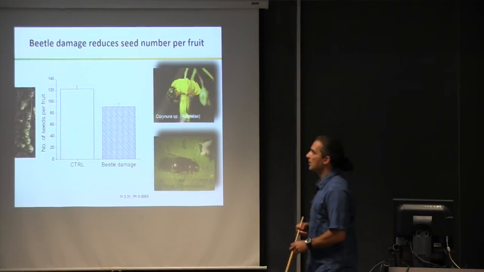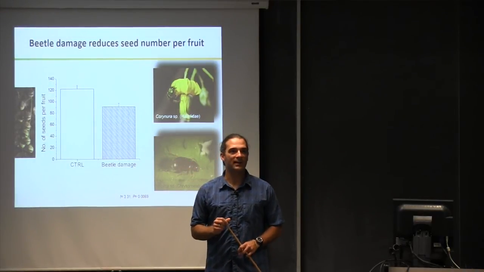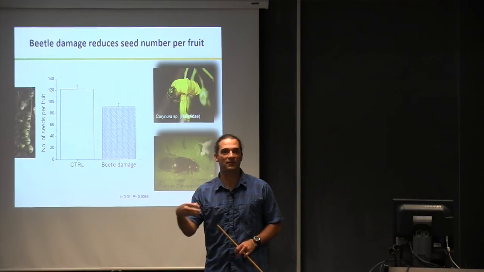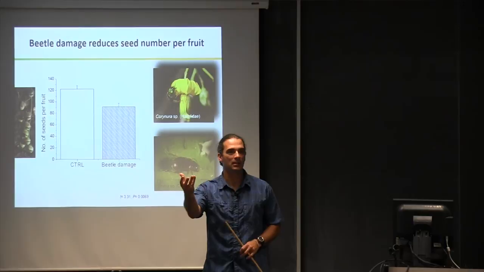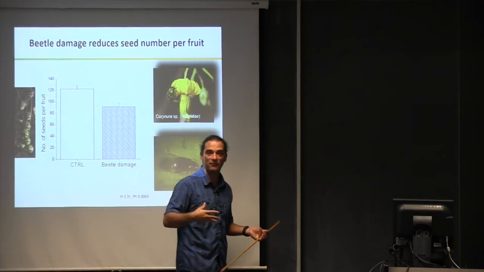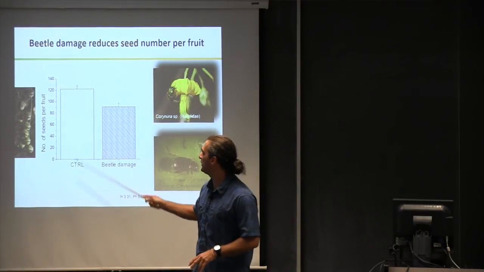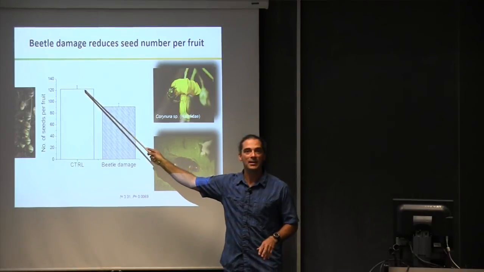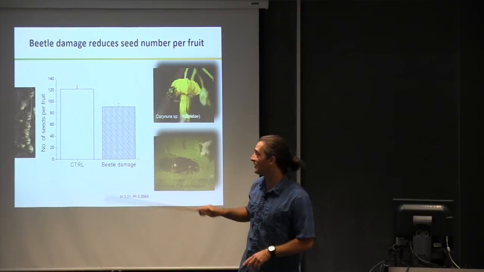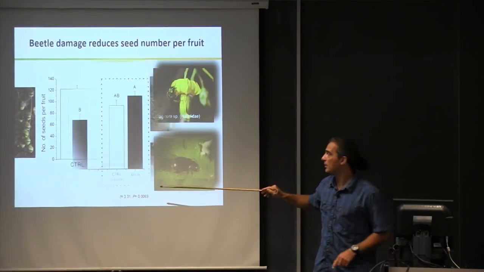Now, you could still argue that maybe this reduction is simply due to the fact that leaf tissue is removed, and therefore there are fewer resources available to put into seeds, so it has nothing to do with pollinator attraction. Maybe the plants would still produce the same number of seeds even though fewer pollinators are coming. It could be simply the amount of damage. But as I told you, in the experiment we used less than 10% damage overall. But we wanted to make sure that this is true.